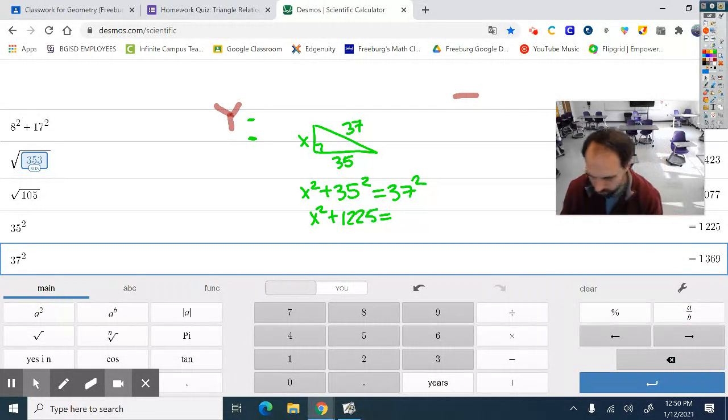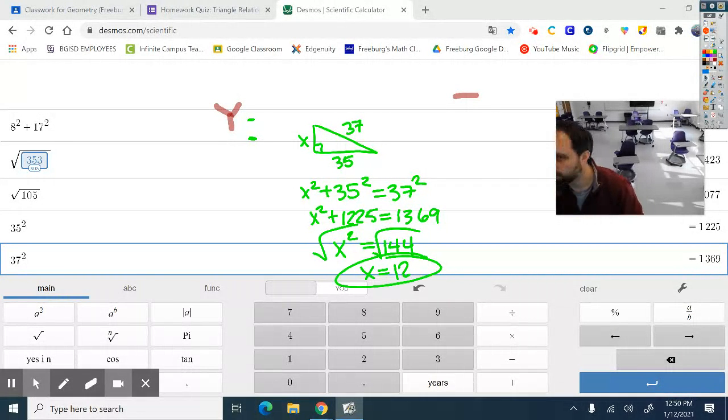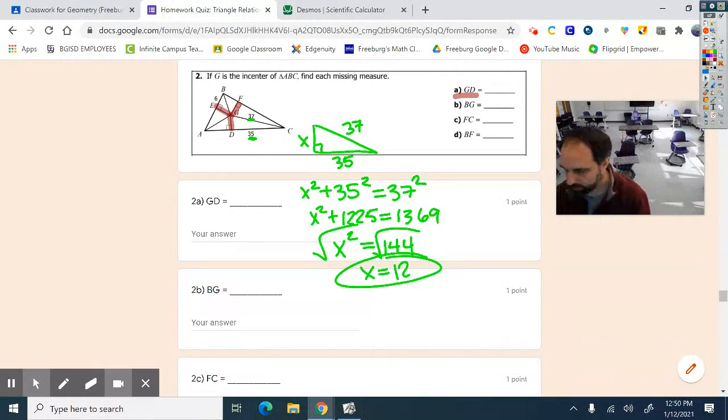37 squared is 1369. Subtract that from both sides. We end up with x squared equals 144. Oh, that's a nice number. We actually got a Pythagorean triple. X equals 12. Cool. All right.